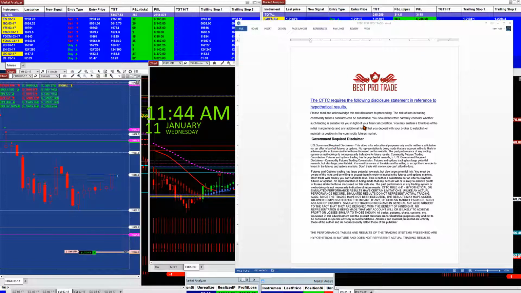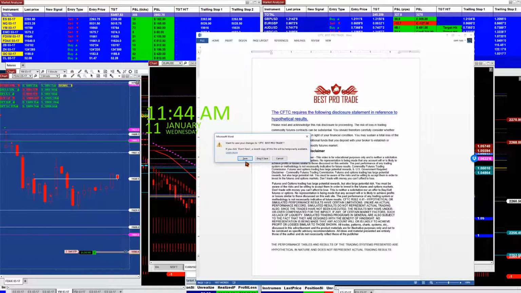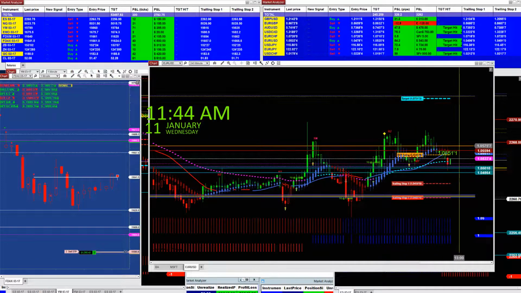This is the CFTC requirement. Please be careful with your trading. Try to stay on a sim as long as you need it before you go live. This is a very serious business, trading.